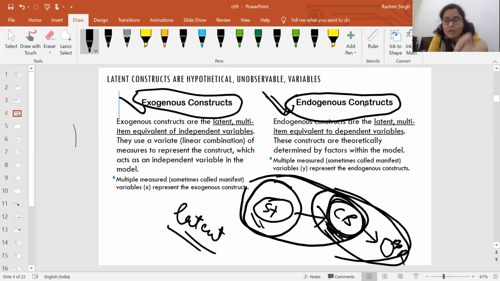In the same manner, if we go by the definition of endogenous construct, they are the latent multi-item equivalent of dependent variables. So you should keep in mind that exogenous means all the independent variables in your study, and endogenous basically means all the dependent variables in your study.